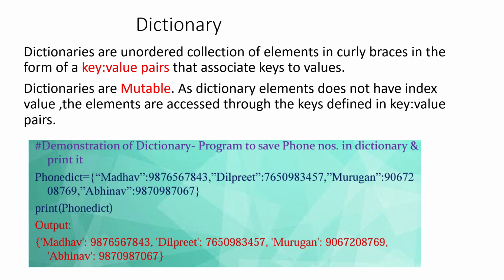Dictionary. Dictionaries are unordered collections of elements in curly braces in the form of key value pairs. Particular keys are associated with their values. Dictionaries are also mutable. As dictionary elements do not have index values, the elements are accessed through the keys defined in the key value pairs. In this example, phone dictionary is equal to some names and their phone numbers. Each name and phone number is a key value pair. If you want to specify more than one key value pair, these are separated by a comma.